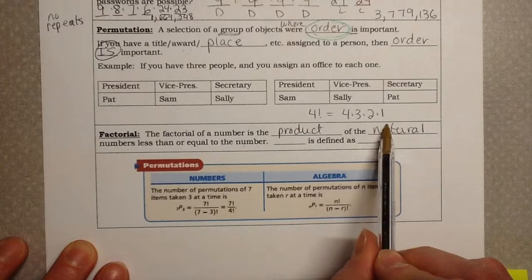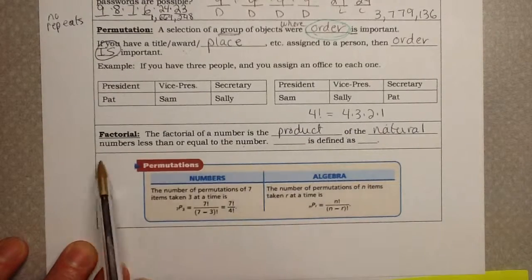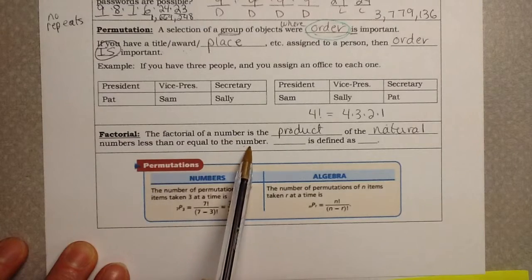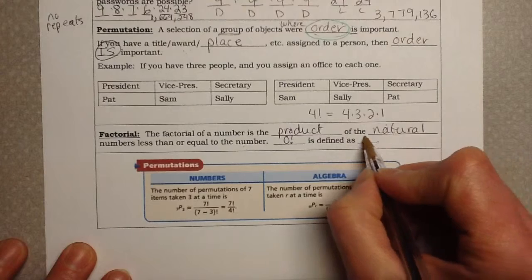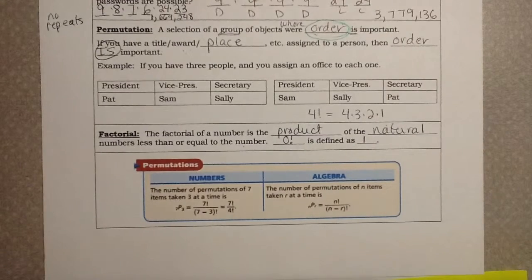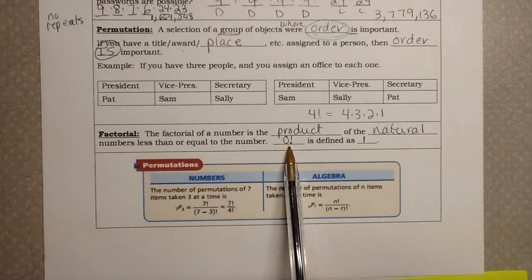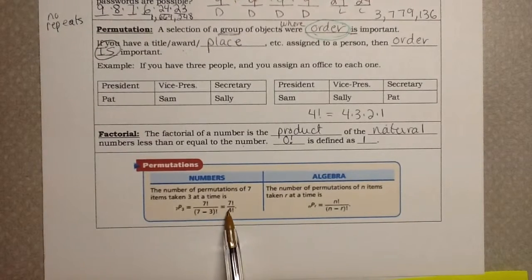So you just multiply those all together. So the number is less than or equal to the number. Now 0 factorial is defined as 1, which we just have to do because if we would end up with 0 factorial in the denominator, our problem would be undefined. So this is what a permutation looks like.